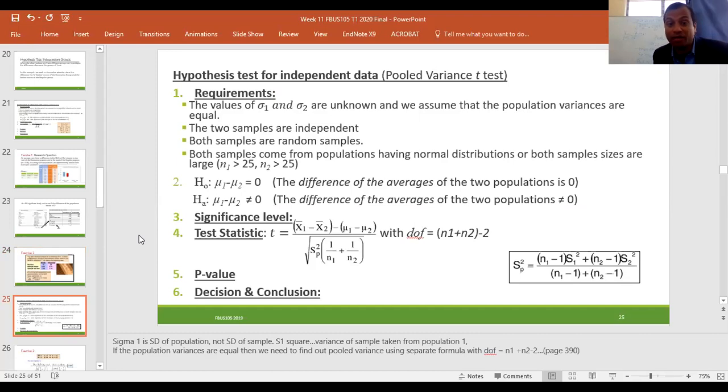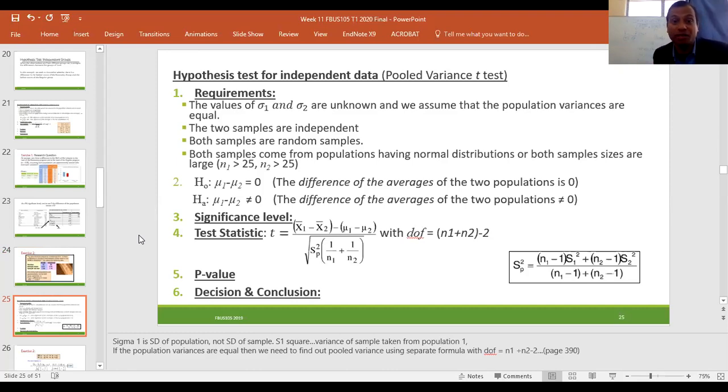X1 bar minus X2 bar minus (mu1 minus mu2), that is the same, but at the bottom, in the denominator, you can see it is SP square root, then 1 by N1 plus 1 by N2. SP is known as the pooled variance. Please note it down somewhere. You have a separate calculation for SP square, the pooled variance, because we have 2 different standard deviations. So it's a case of the same variance, and another name is pooled variance T test.